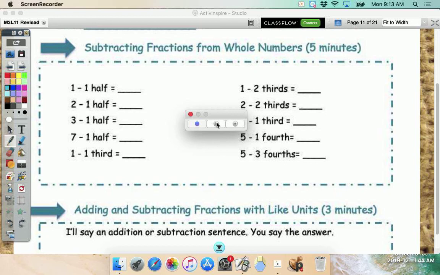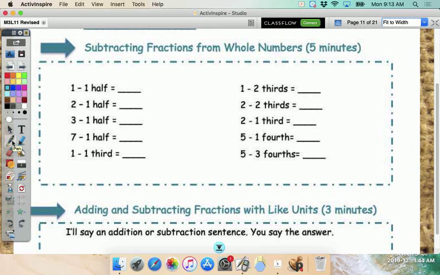Okay. Do you just want to tell me as a class? 1 minus 1/2. 2 minus 1/2. 3 minus 1/2. 7 minus 1/2. 1 minus 1/3. 1 minus 2/3. Very good. 2 minus 2/3. 2 minus 1/3.